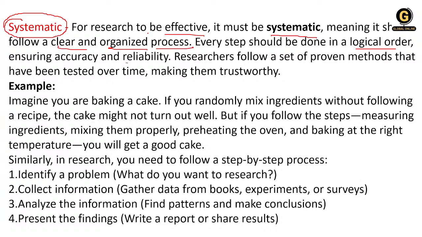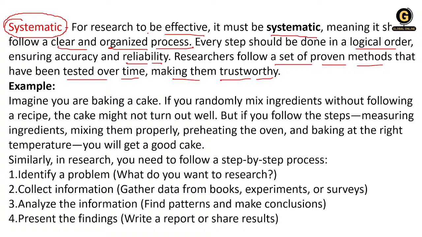Ensuring accuracy and reliability. Researchers follow a set of proven methods that have been tested over time, making them trustworthy. When the researcher is following the systematic process in research, he should follow a set of proven methods, because research has some methods that we need to follow. If we don't follow, the research will not be more effective. Sometimes research will not be completed as well. So researchers should always follow the set of proven methods that have been tested over time.